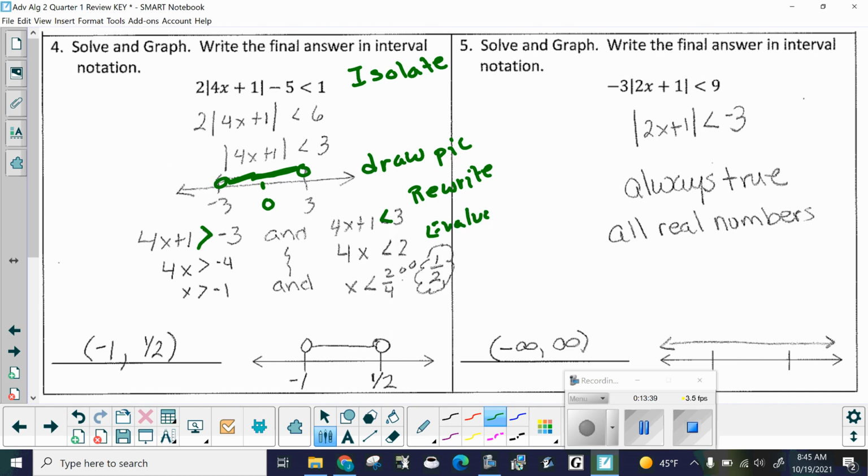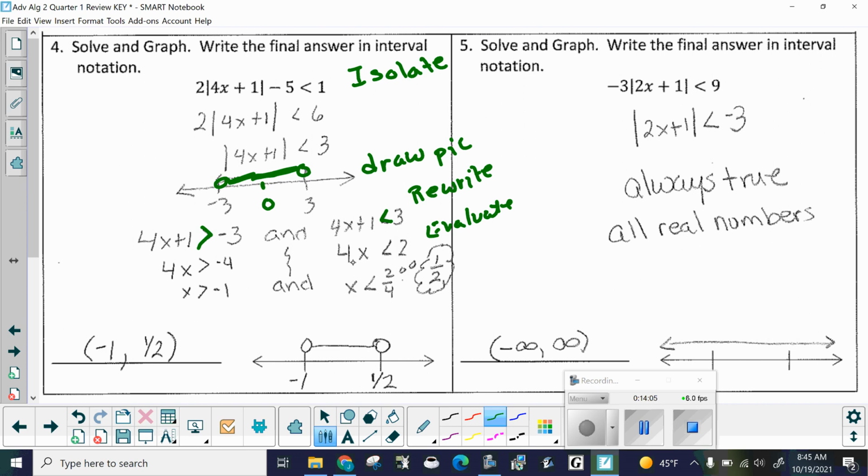Then I simply evaluate. So over here, I'm going to subtract 1 from both sides. 4x is now greater than negative 4. I divide both sides by positive 4, so x is greater than negative 1. I divided both sides by a positive, therefore I do not reverse the inequality. X is greater than negative 1. I have to bring my word and down.